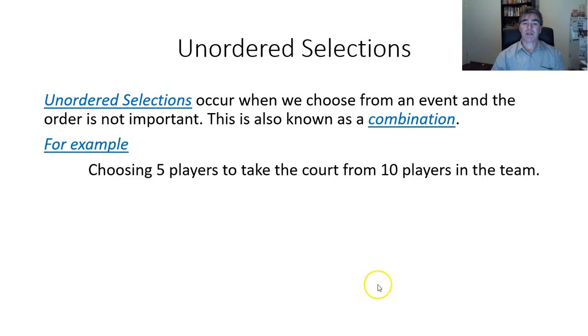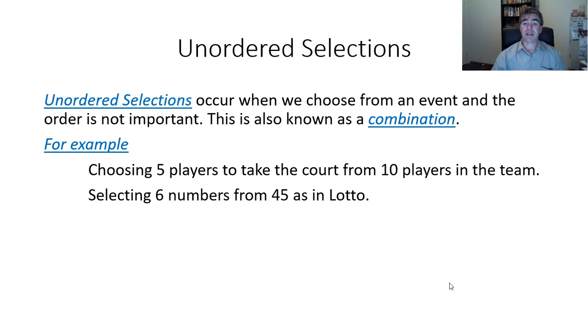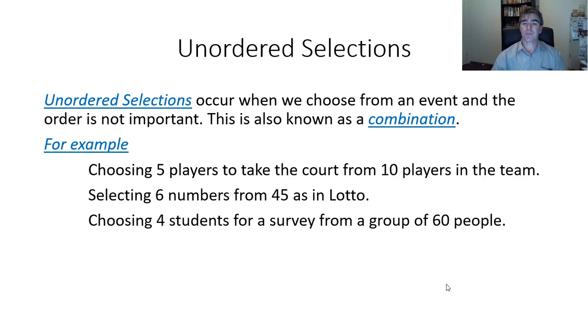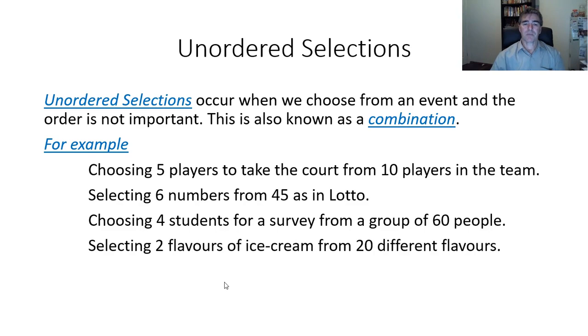So for example, we're looking at choosing 5 players to take the court from 10 players in a squad or a team for basketball. Or we're looking at selecting 6 numbers from 45 in Lotto, or we're looking at choosing 4 students for a survey from a group of 60 people. Now, we're only looking at this from a combination point of view. For an unordered selection, we do know that choosing 4 students out of 60 isn't really a proper sample size and will not give us realistic results. So, another one is selecting 2 flavours of ice cream from 20 different flavours.